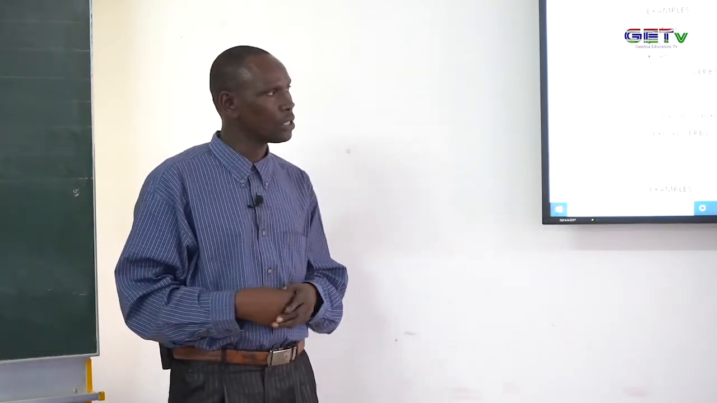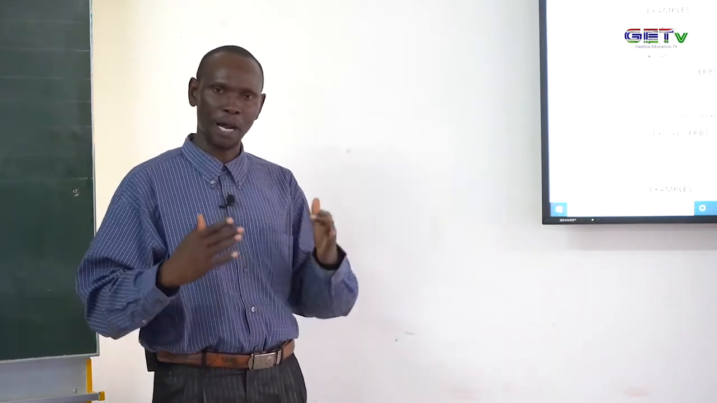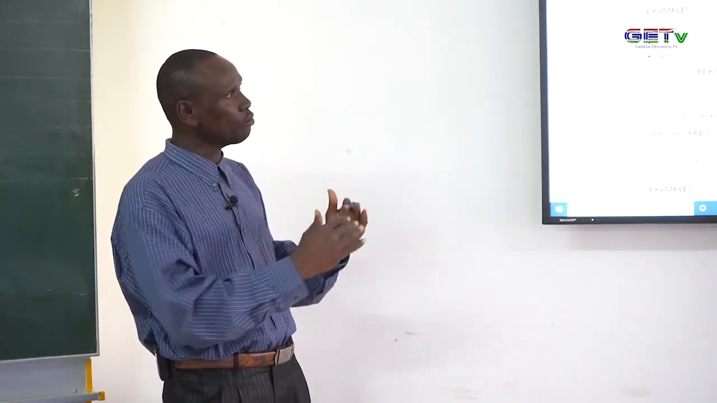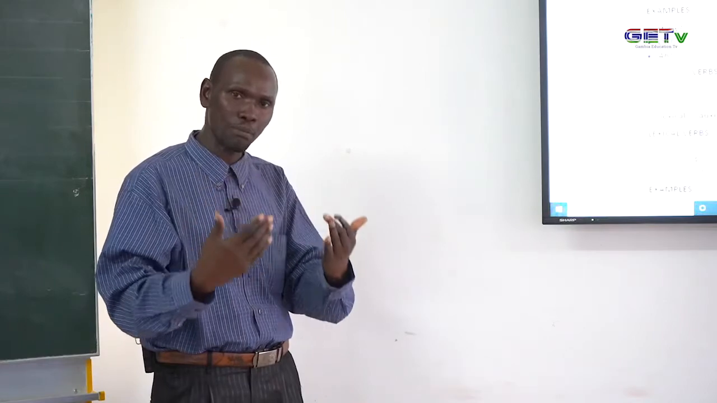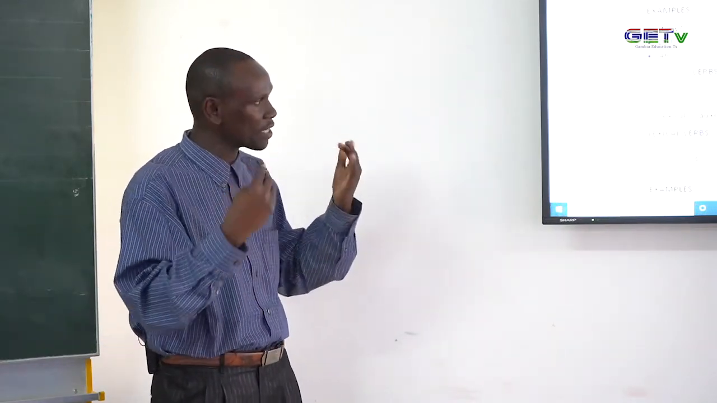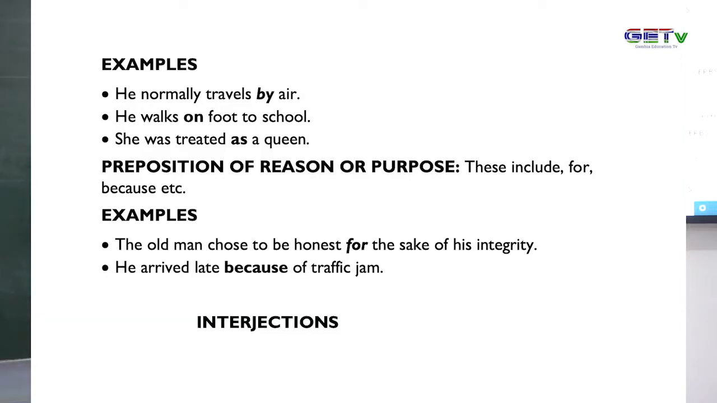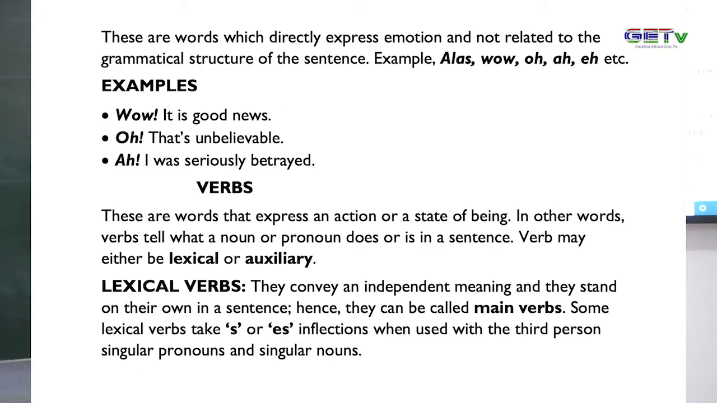Now we are moving to another word class or part of speech. Just as I said before, all these are very important. Once we understand them very well, it will help us to articulate well, to express ourselves without experiencing much difficulty. Now, let's look at interjections. These are words which directly express emotion and are not related to the grammatical structure of the sentence. They express emotion. That's why we call them interjections. Examples: alas, wow, oh, ah, eh, etc.